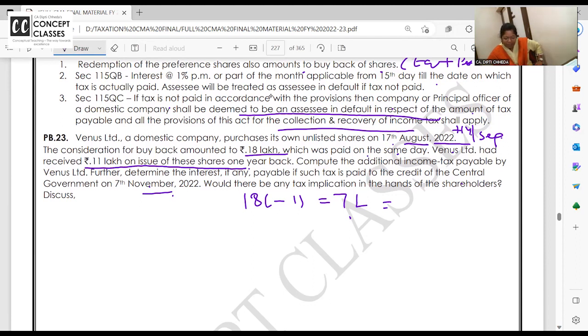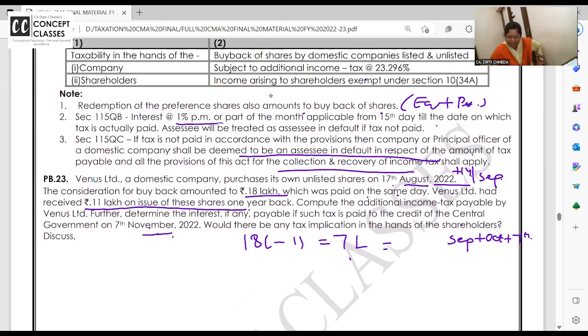Now compute the additional interest if the amount is paid to the central government on 7th of November. So you are late by how many months? September full, you are late. October full, you are late, and November 7th. Ma'am, only 7 days. 1% interest for part of the month. One day also late, full month interest is charged. This is the policy for 234 ABC for everyone. So for 3 months, you have to pay interest on that amount. Which amount? On the tax which you have delayed.